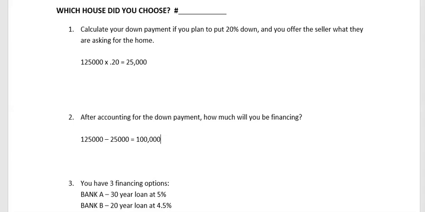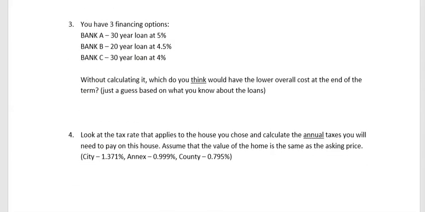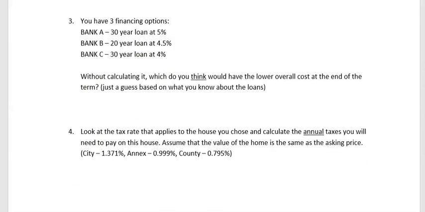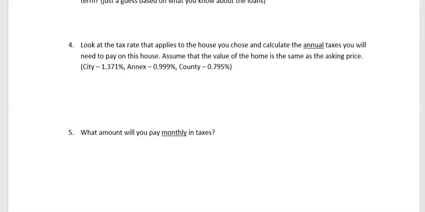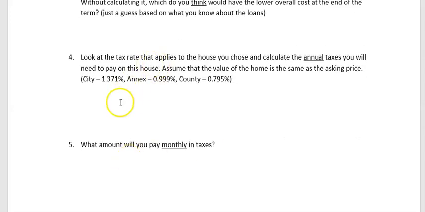Yours may not come out to a nice number like that, but all you need to do there is just subtract your down payment off, okay? And so for most of the remainder of the project, we're going to be referencing that value after the down payment, the $100,000. Then there's another question here that's just a guess or your own opinion. But then we're going to start looking at the tax rates.